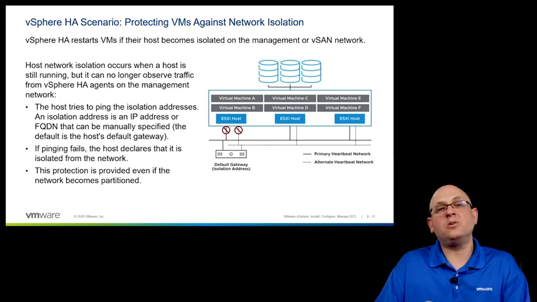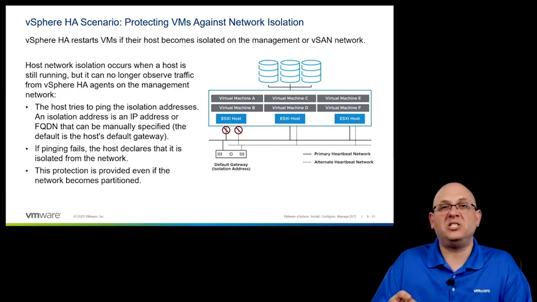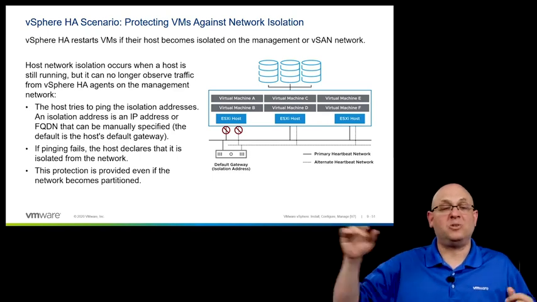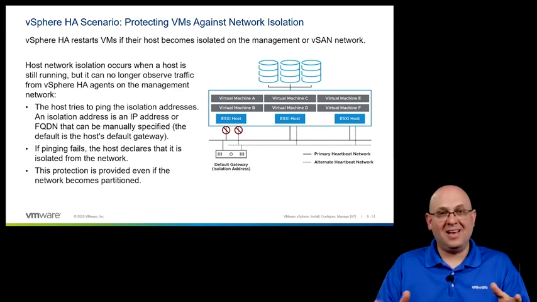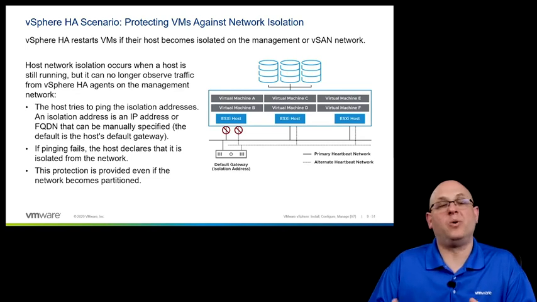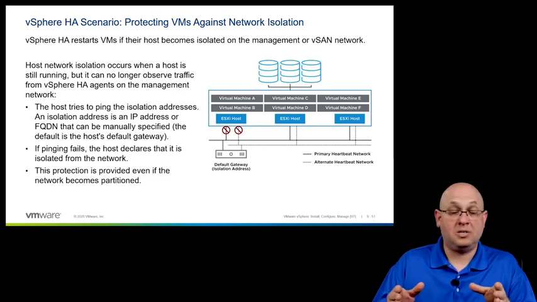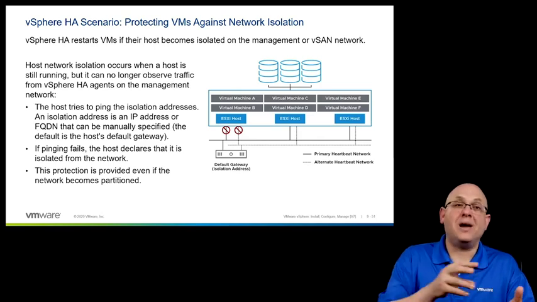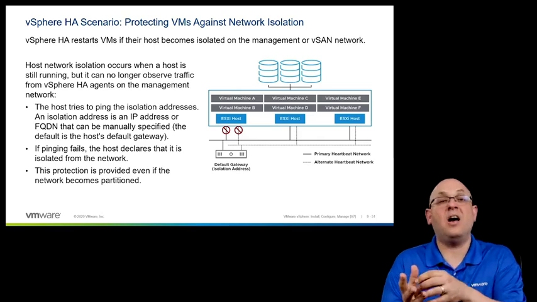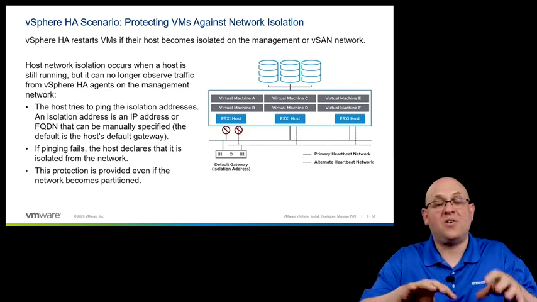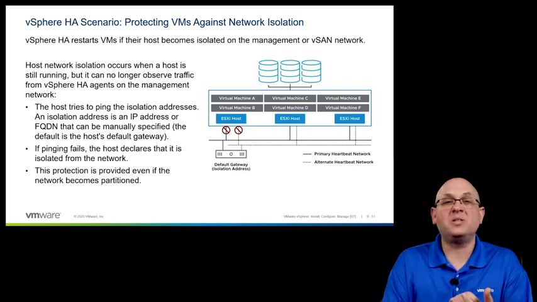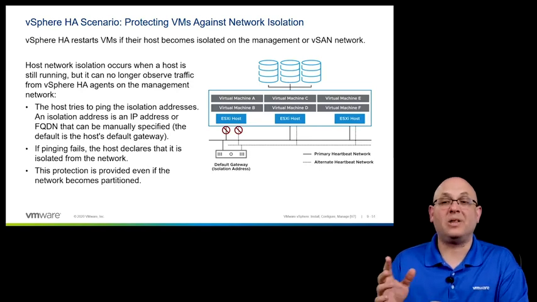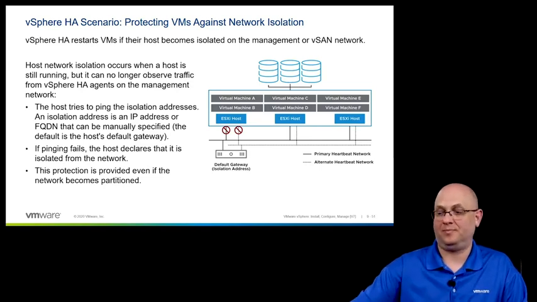And it enters something that we call an isolation response, which by default is to do nothing. Leave my virtual machines powered on, leave everything as it is, wait for the management network to come back. Because after all, in many cases, our management network and our virtual machine networks are physically separated. So just because we have a management network failure doesn't mean our virtual machines are necessarily affected by that.